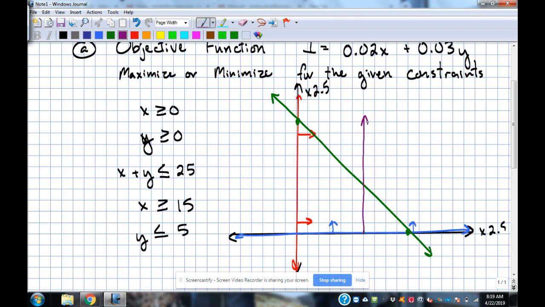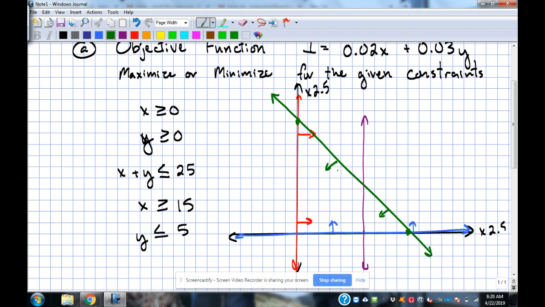Vertical line there. I need to do my shading on that green line before I forget it. X plus y is less than or equal to 25. If I tried 0, 0 in that, is 0 plus 0 less than 25? Yes. So the shading for the green line is going toward the origin there.